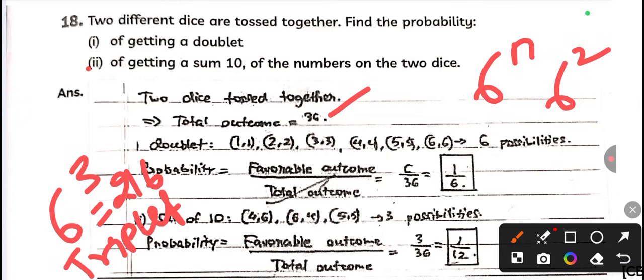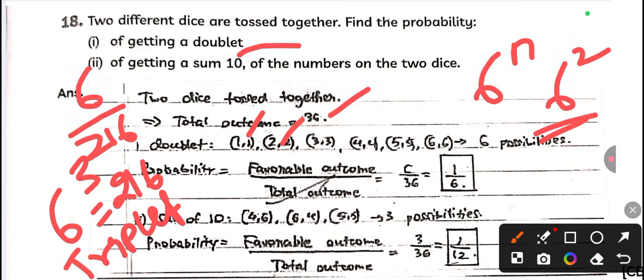So that answer is 6 by 216 and 1 by 36. Only that day we used to ask for 3 dice. Nowadays they are not asking 3 dice at all. 2 dice only, very clear. The n of s is 6 square, 36. Then they are talking about doublet. So 1 1, 2 2, 3 3, 4 4, 5 5, 6 6, 6 possibilities. 6 by 36, 1 by 6.